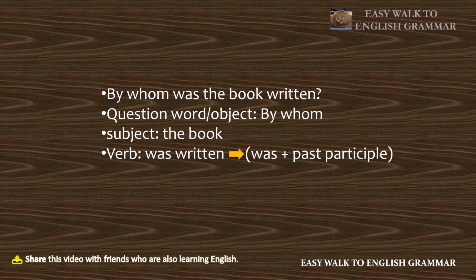When we break down this sentence, we get the question word and the object is by whom. The subject is the book. The object in the active voice will become the subject in the passive voice. The verb is was written, and it is was plus the past participle of the verb write.